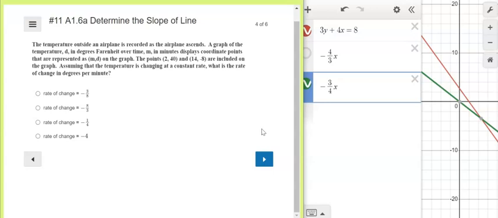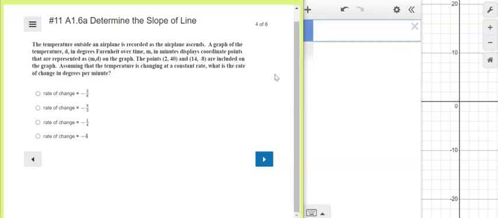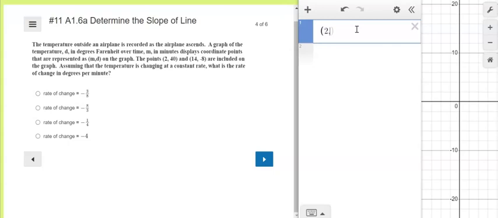All right, the temperature outside an airplane is recorded as the plane ascends. A graph of the temperature. I'm just going to read the last line. It says, what is the rate of change? Slope is the same thing as a rate of change, that's another way we say slope. So we're just looking for the slope of these two points right here. I'm going to graph those two points.